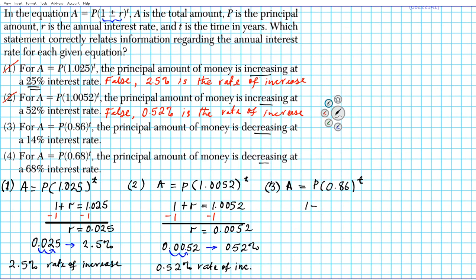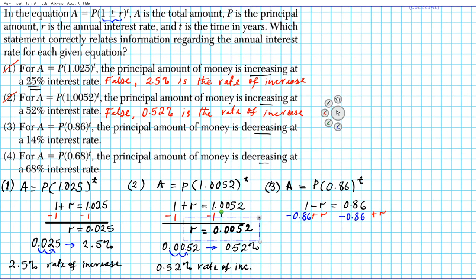So 1 minus r is equal to 0.86. We use minus because it's decreasing or decay. All right, to get r by itself, we can add r to both sides and then subtract 0.86. We're doing 2 steps simultaneously. When we do that, we're going to get the final answer.